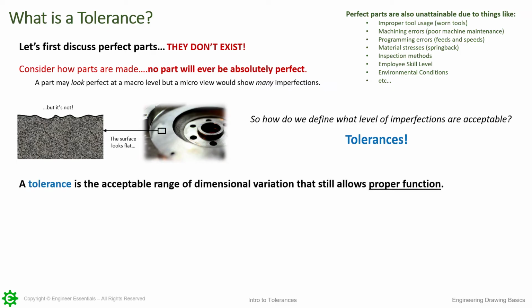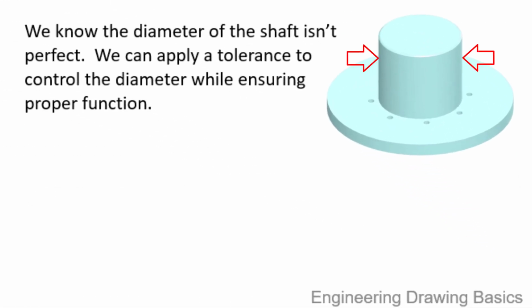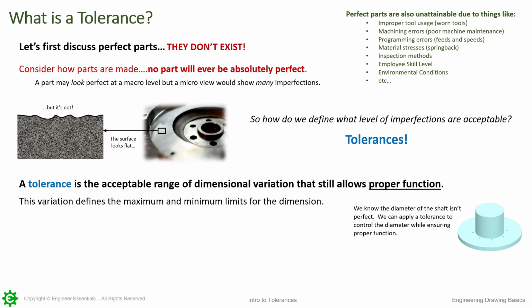A tolerance is the acceptable range of dimensional variation that still allows for proper function of your part or assembly. The variation defines the maximum and minimum limits for the dimension, geometry, or any other limits that we have to set on the part. For example, we know the diameter of this shaft isn't perfect, even though it shows it to be in the CAD model. What we would have to do is apply a tolerance to control the diameter to make sure that it properly functions when it gets into its assembly or when it gets to its final operating conditions.